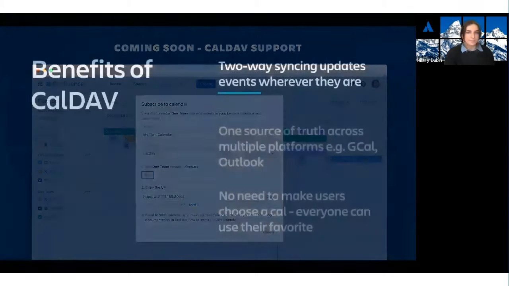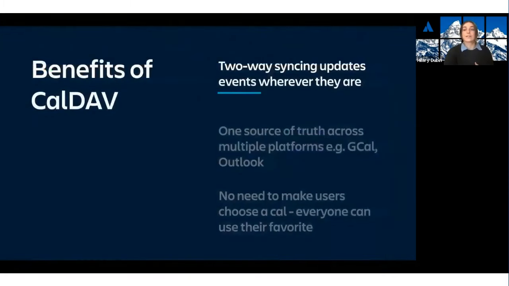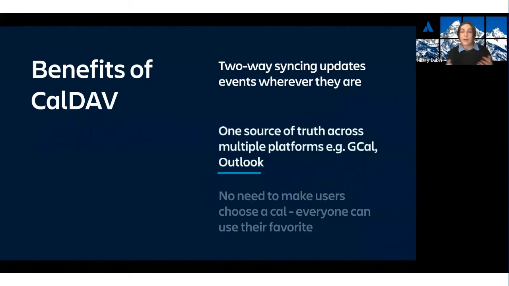Why is it important? The benefits here are that you're going to get two-way syncing updates wherever the events are. So whether you change an event in Google Calendar or you change the event in Team Calendars, it's going to stay consistent regardless of the starting point. With one source of truth across multiple platforms like Google Calendar, Outlook, again, you're reducing that administrative load and you can trust that everything is going to stay in sync.